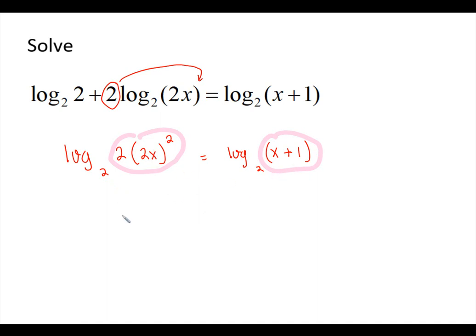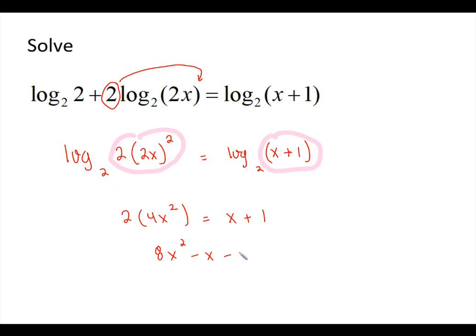So we can say now 2 times 4x squared is equal to x plus 1. So this is going to give us 8x squared. Looks like we're going to get a quadratic, so I'm going to set it equal to 0.